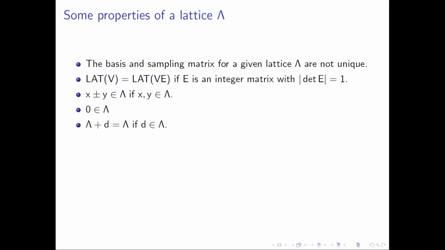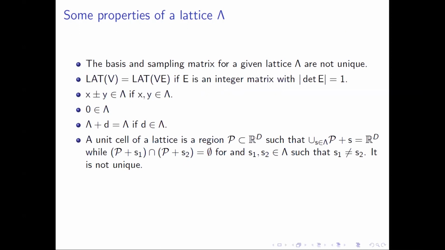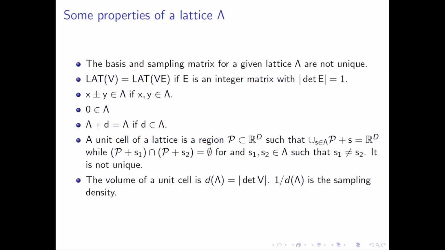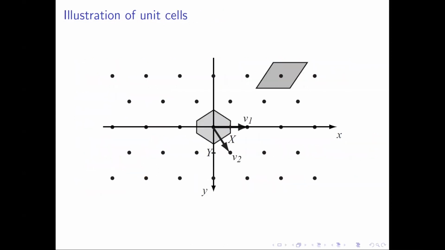A unit cell of a lattice is a region such that the set of all shifted versions of that region on the points of the lattice fill the whole space without overlap. The area or volume or hypervolume of a unit cell is the area associated with each sample. It is called the determinant of the lattice. The reciprocal of the lattice determinant is the sampling density, the sampling rate in one dimension.